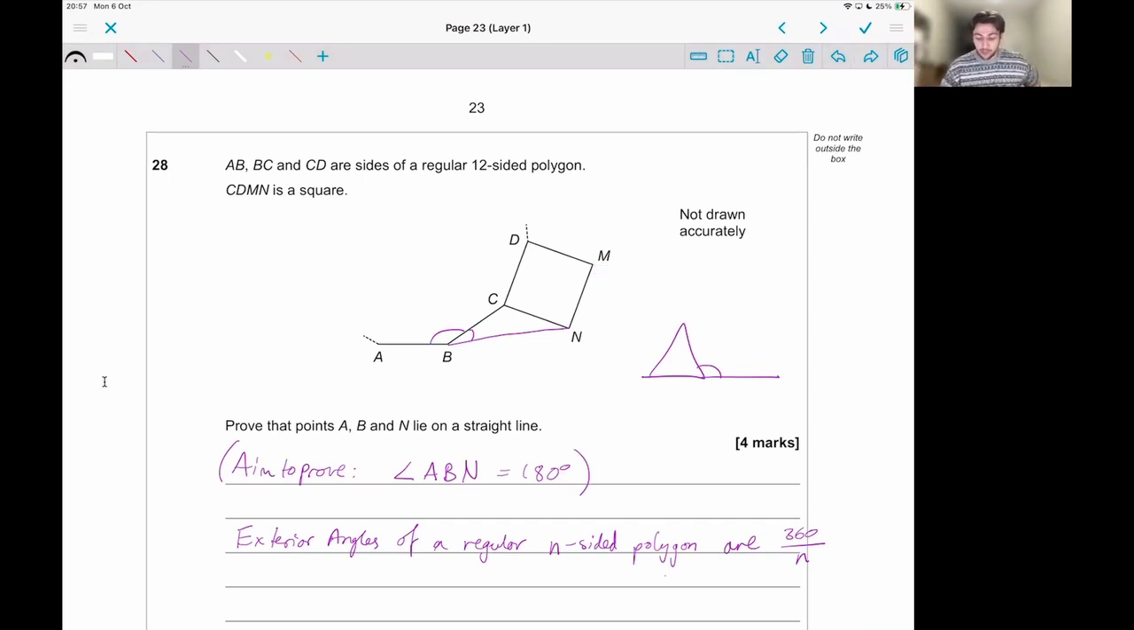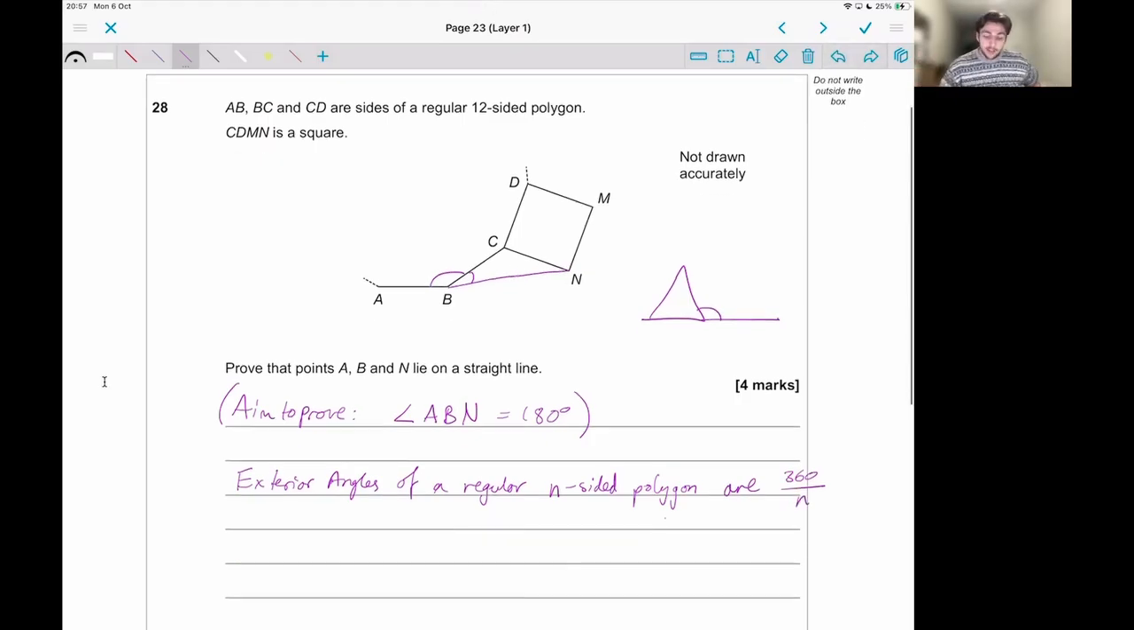Or on a triangle, for example, 360 over 3 is 120. So this is 120 degrees, which is accurate because the interior angle is 60 and that adds to 180. So that's how we do the exterior angles. What about the interior angles?